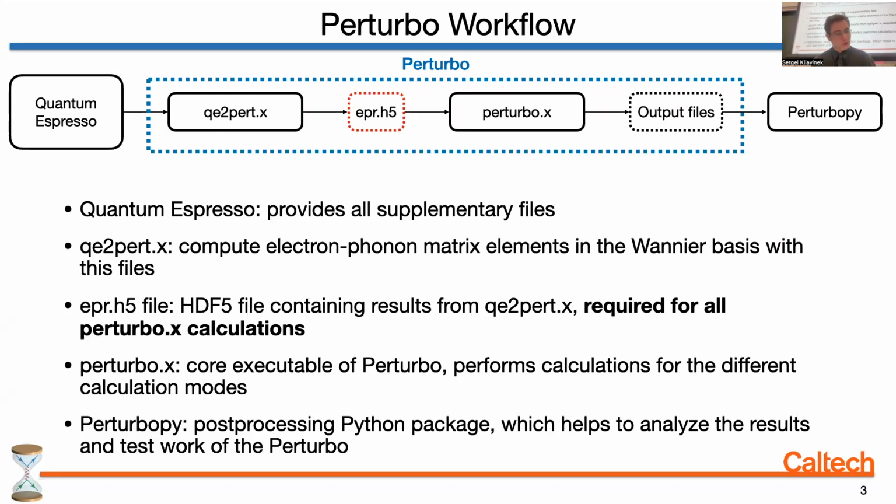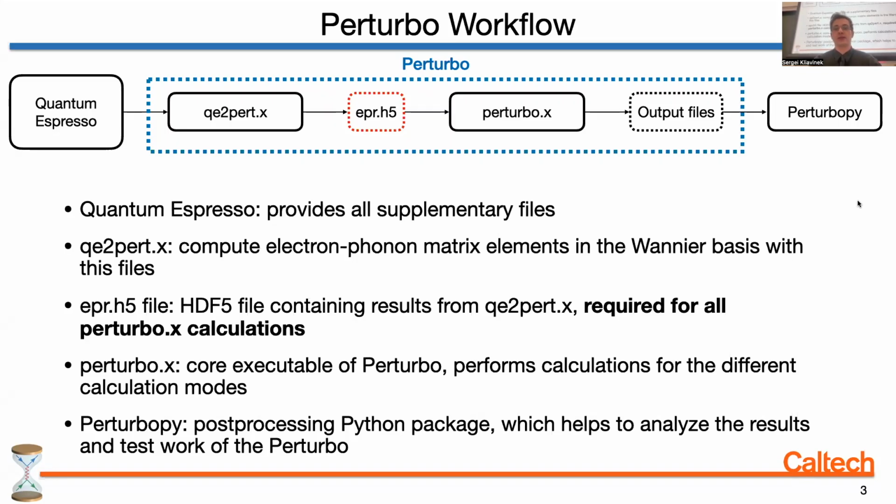Second, a very important part is the executable file, which we call qtper.x, and this file computes the electron-phonon matrix elements in the Wannier basis with the usage of these Quantum Espresso files. And this HDF5 file is the key file for Perturbo because all of the Perturbo calculations, all of the calculations of any physical characteristic, require these files calculated on the basis of the Quantum Espresso supplementary files.